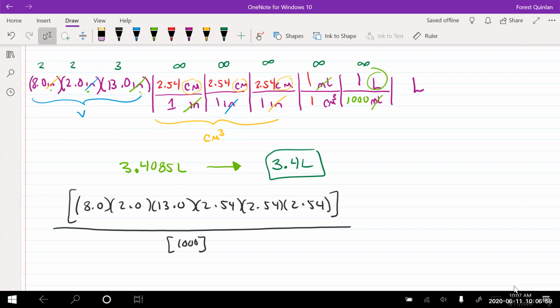We have 3 inches to get rid of. We have to do it 3 times. That's the big freshman mistake, is people only do it once and forget about the other 2. That's the reason why I wrote all 3 out. So be careful. When we're dealing with volume, will it always be like this?